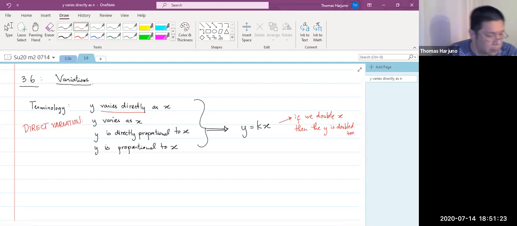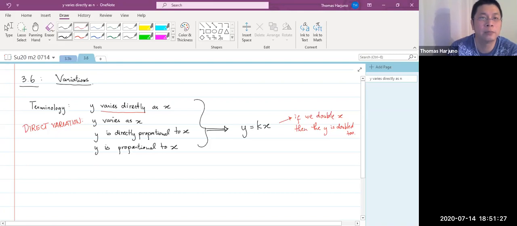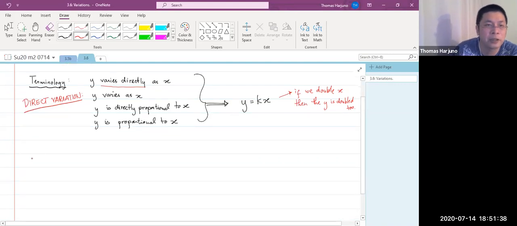Okay, let's do one example. Let's do one example, a simple one first. Maybe I do the other one right away then. It's way too simple, so I just do both at the same time. Okay, that's for direct variation. And the other one is inverse variation.